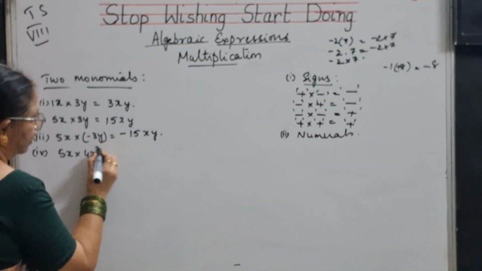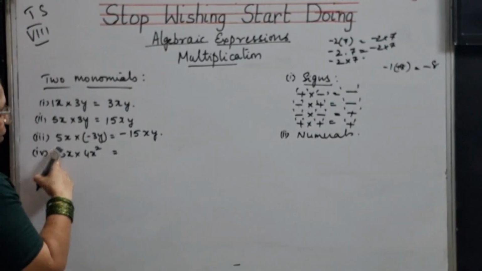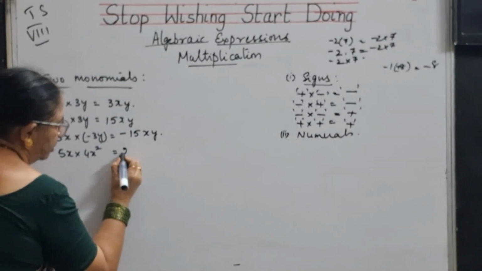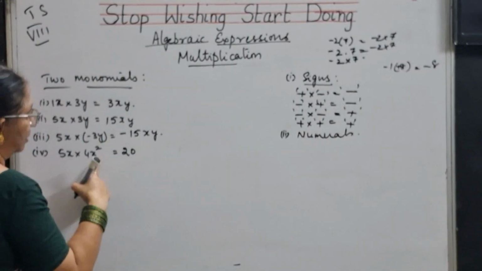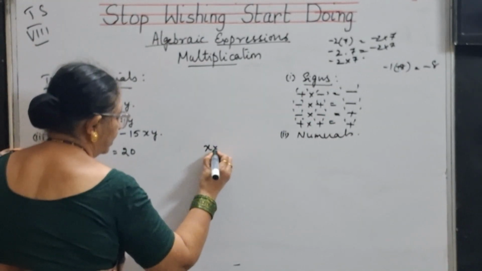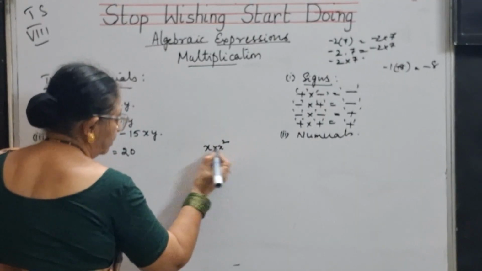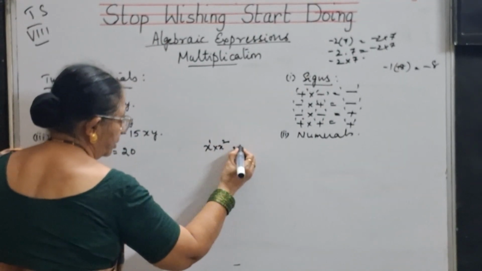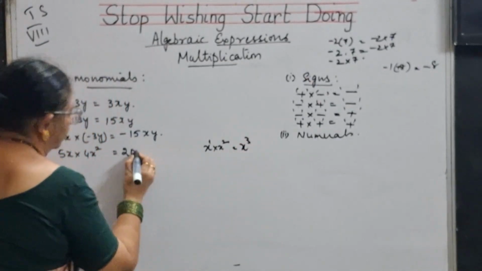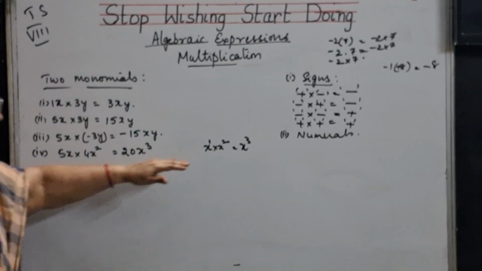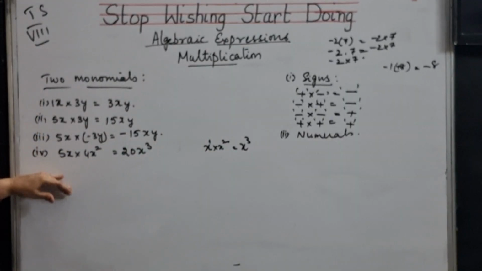5x into 4x square. Here also signs, plus into plus, plus, no need to write. 5 4s are 20, we will be writing. x into x square, see children, in the rough column you can write x into x square. Bases are same and multiplied, so the power should be added. This is 1, 1 plus 2, 3, x cube. So 20x cube will be the answer. Please write it in the rough column so that it will be clear.